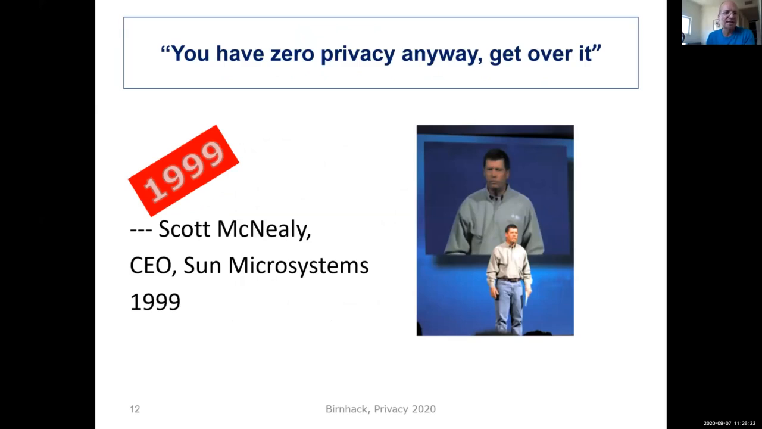Only 6 years later, Scott McNeely came up with this statement: You have zero privacy anyway, get over it. Next. Now, Mr. McNeely was a Silicon Valley guy. He was the CEO of Sun Microsystems. As far as I know, he has no degree or specialization in sociology. Nevertheless, he came up with this statement. You have zero privacy anyway. That's a statement about facts in the world. Get over it. That's a normative kind of assessment.